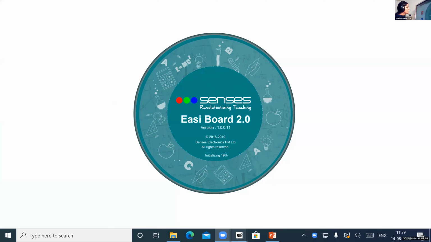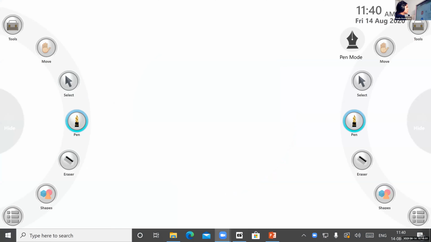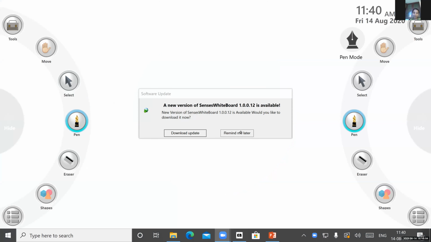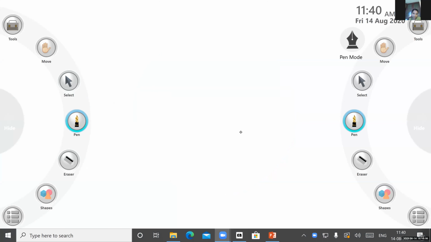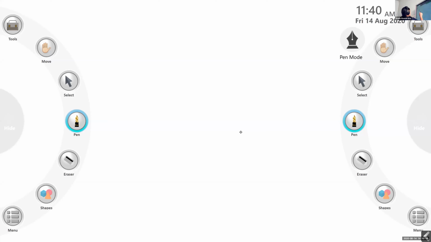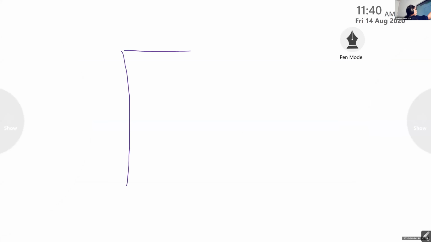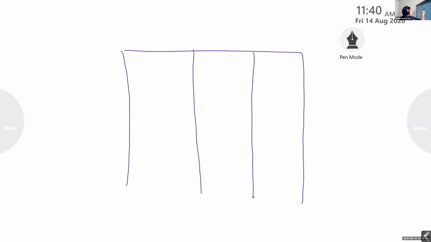Can you see the board? Yes, ma'am. Hold on, one minute. Let me share once again. Can you see the screen now? Yes, ma'am. White screen, whiteboard. So see a table like this and write positive in one column.